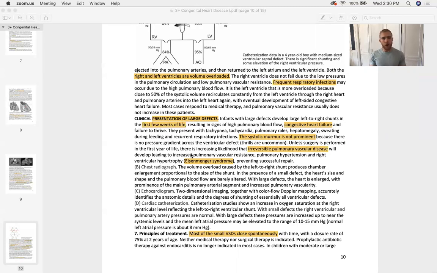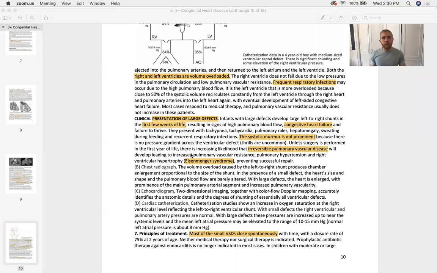You're going to listen to their heart and you're not going to hear a murmur. Why are you not going to hear a murmur? Because the hole in the heart is so large that there's basically no turbulence there. The flow is good. It's such a large hole that the flow is going to be fairly laminar through it. It's like, man, that's a big defect.